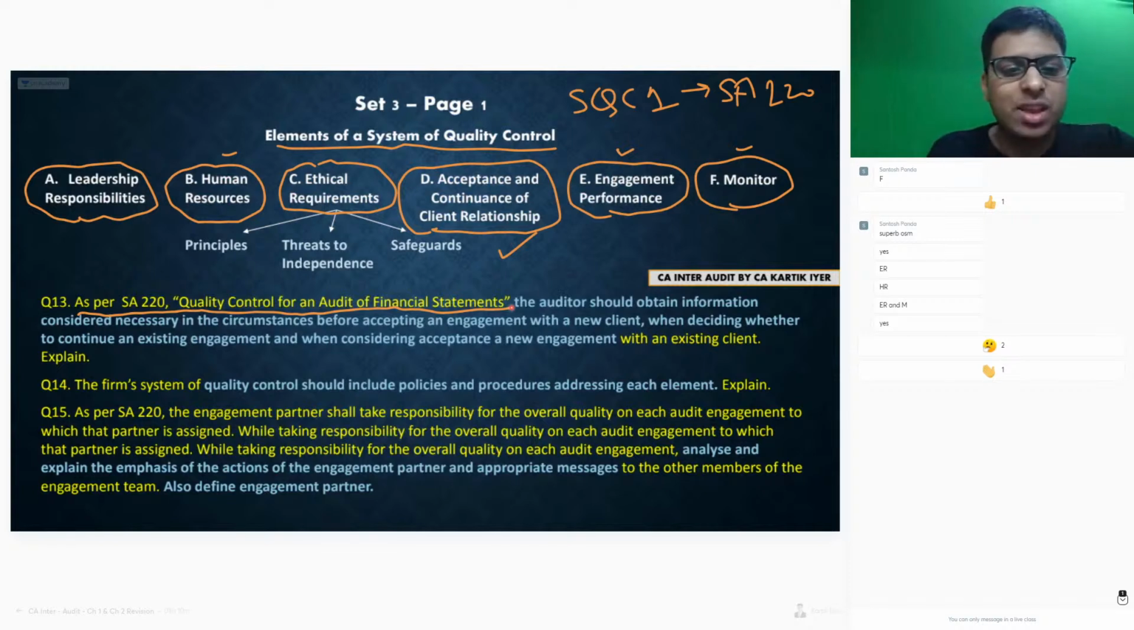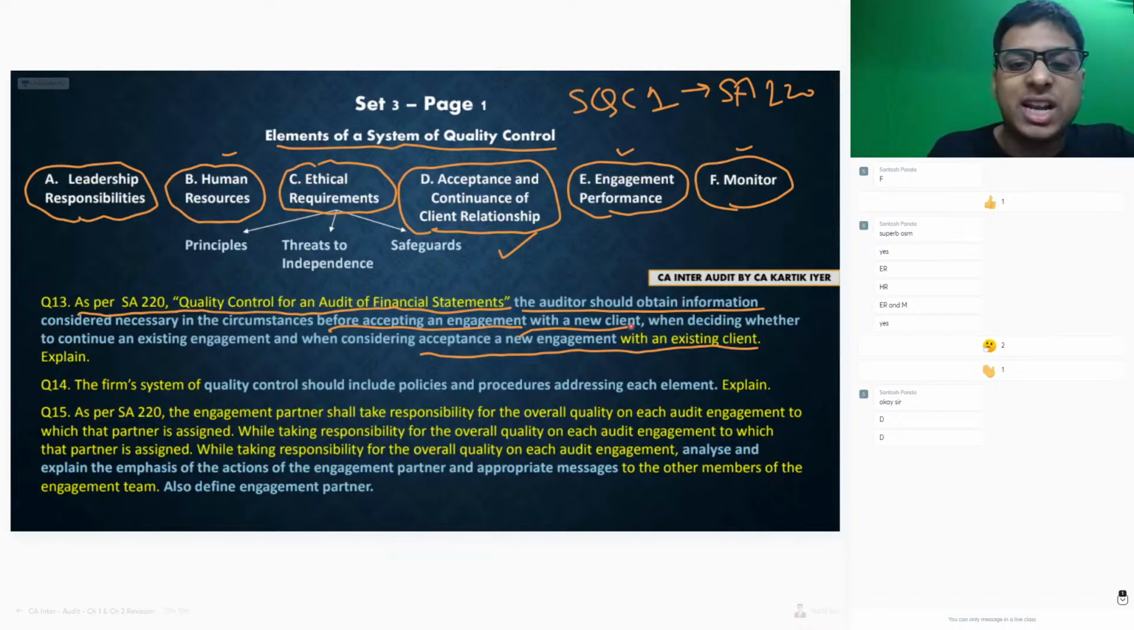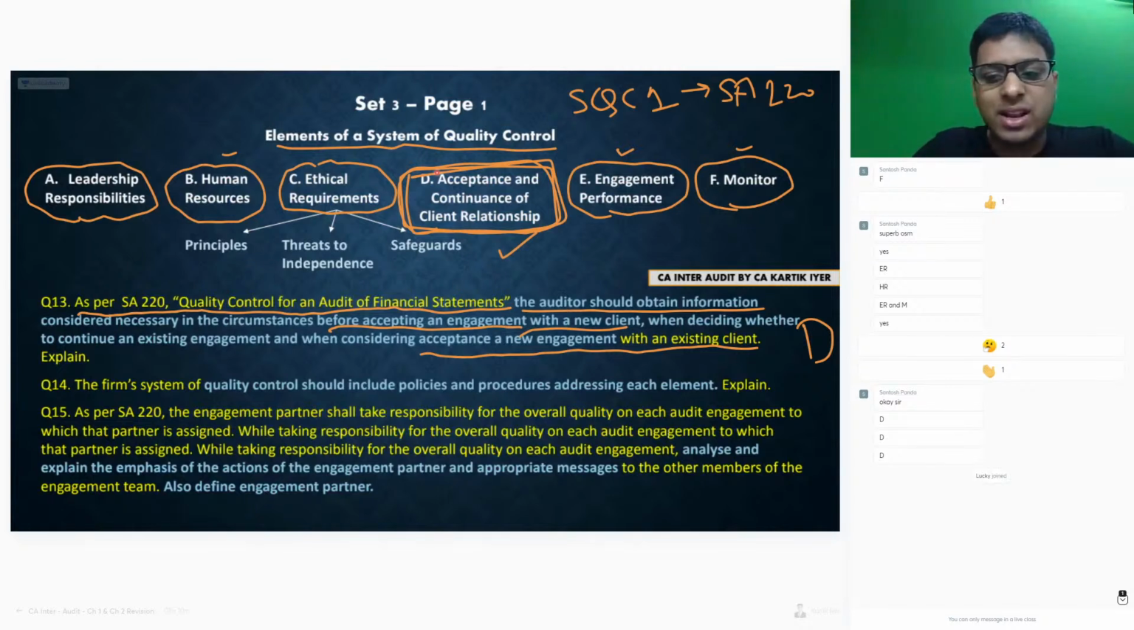So first is as per SA 220, quality control for an audit of financial statements. Here they are saying you have to talk about acceptance of a new engagement with an existing client. That is, the auditor should obtain information considered necessary in the circumstances before accepting an engagement with a new client. So this basically relates to D. Simple, easy to understand. Everybody got this? This is in relation to acceptance of an engagement with a new client. That is point number D.